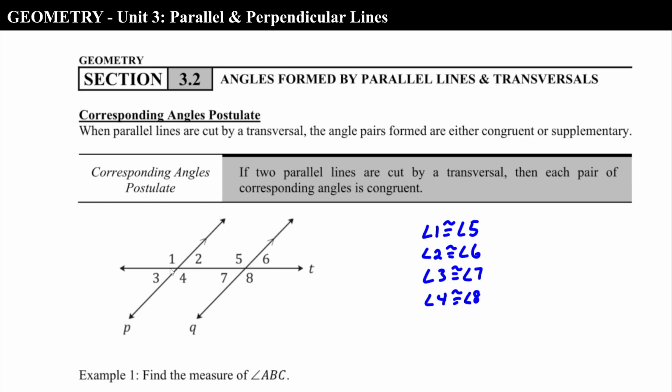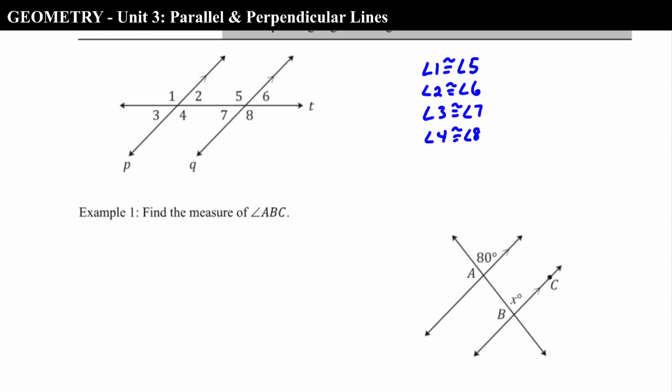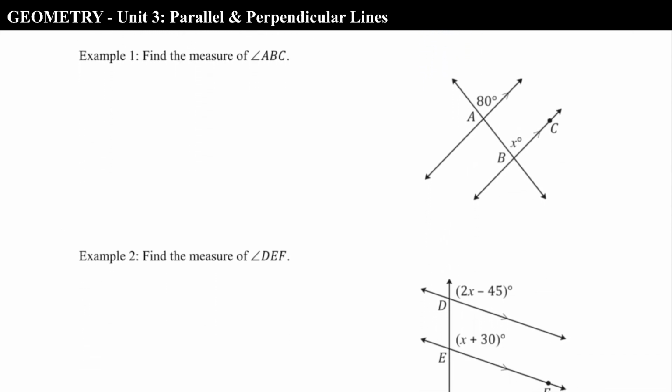Okay, so with that information, let's take a look at an example. We want to find the measure of angle ABC. Well, here is angle ABC right here, it's x. Well, the corresponding angle is 80 degrees. So we know that x equals 80. So therefore, the measure of angle ABC also has to be 80 degrees. So they're congruent. This top angle is congruent to this top angle because these two lines are parallel.